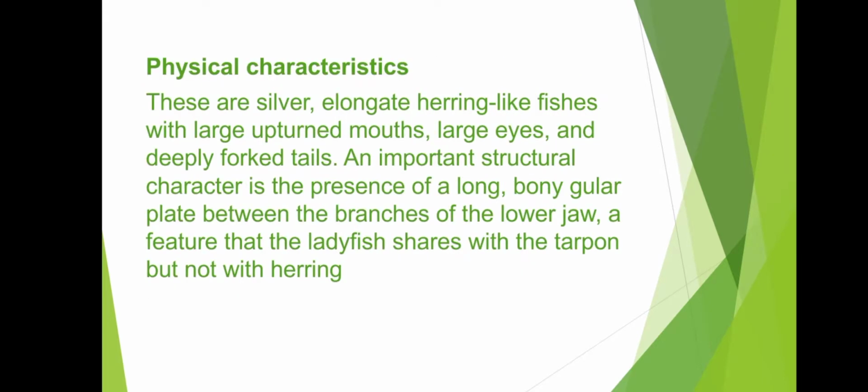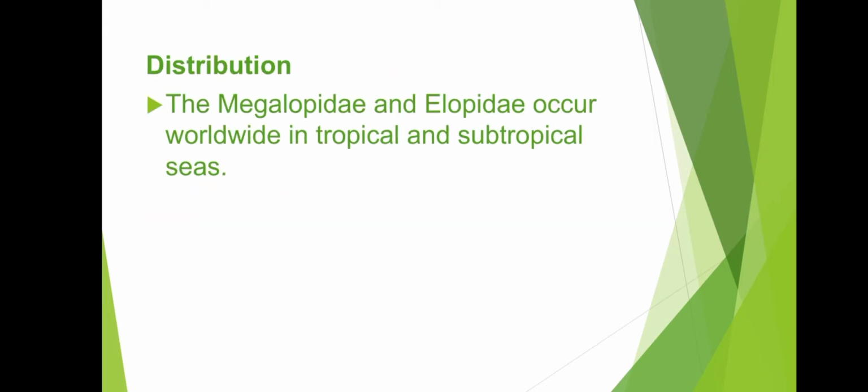Characteristics. These are silver, elongate, herring-like fishes with large upturned mouths, large eyes, and deeply forked tails. An important structural character is the presence of a long bony gular plate between the branches of the lower jaw, a feature that the ladyfish shares with the tarpon but not with herring.